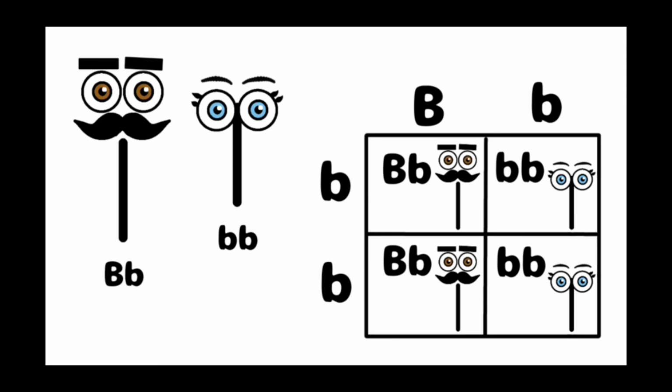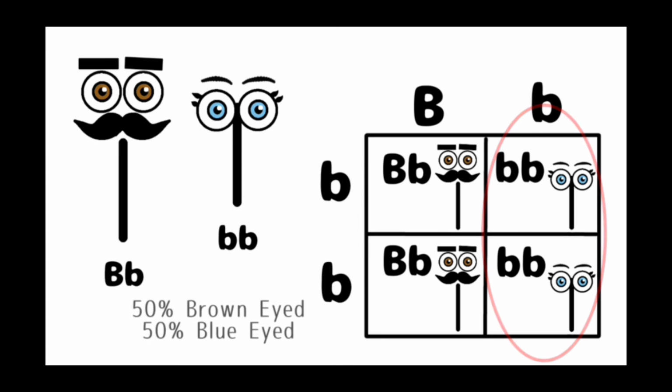With the cross completed, this gives the possible genotypes or phenotypes the offspring will have. According to this Punnett square, 2 out of the 4 offspring will be heterozygous, big B, little b, where there is a 50% chance that the offspring will have brown eyes. Another 2 out of the 4 offspring will be homozygous recessive, little b, little b, or there is a 50% chance that the offspring will have blue eyes.